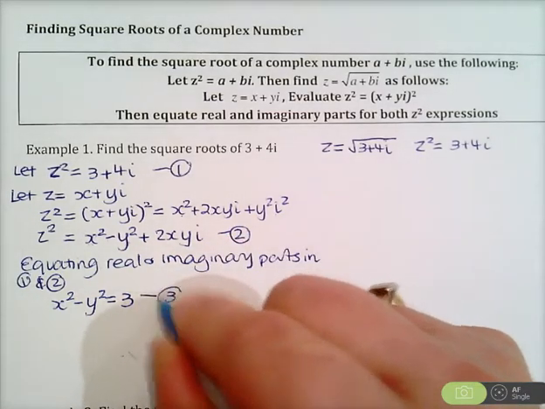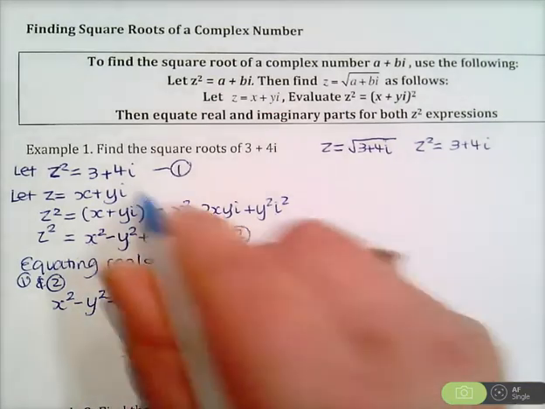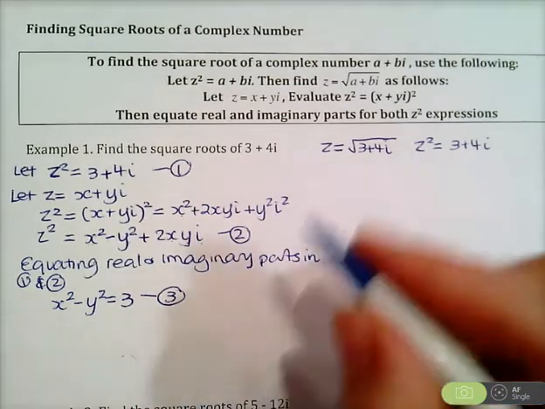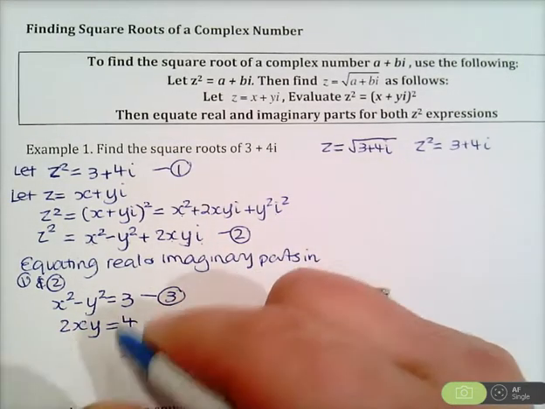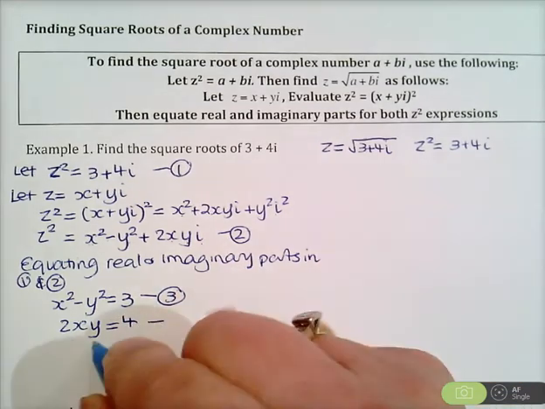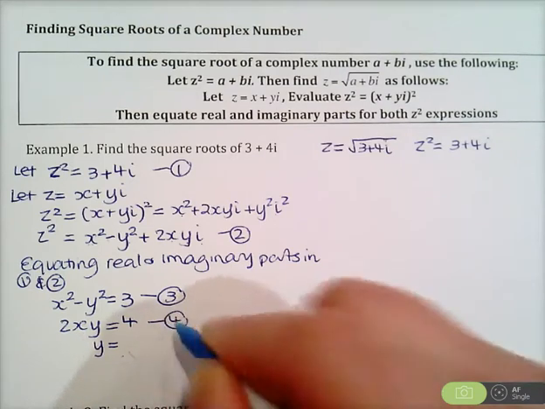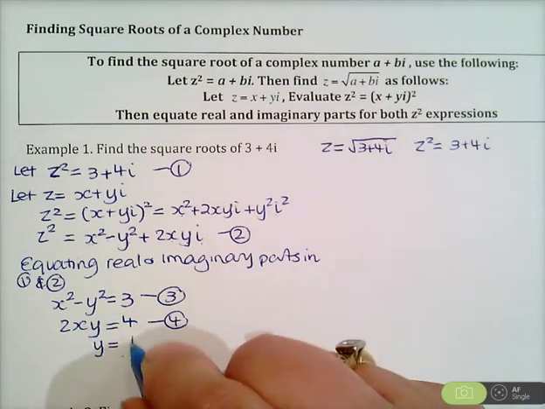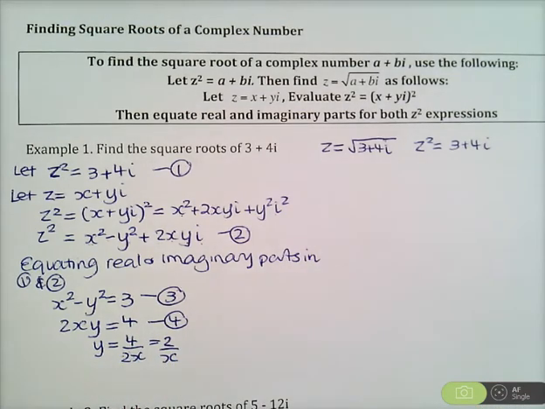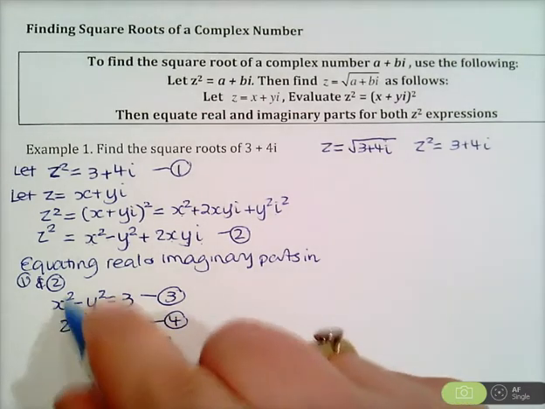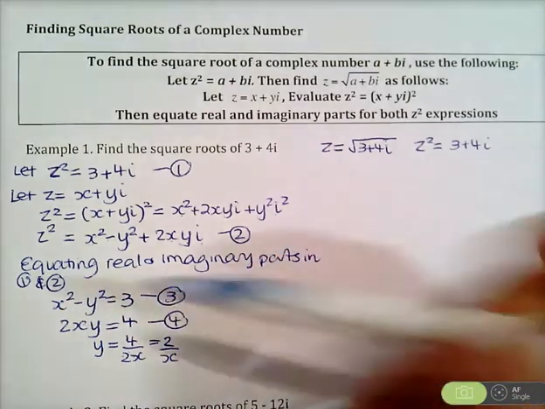I'll call this equation 3. And we will get that this 2xy bit, the coefficient of the i here, equals the coefficient of the i there, which is 4. So then we get 2xy equals 4. Now, just rearranging that, I'll call that equation 4, I get that y equals 4 over 2x, which is 2 over x. Okay? So now we see what we're doing here is we're solving these two simultaneously. We've got x squared minus y squared is 3, call that equation 3.